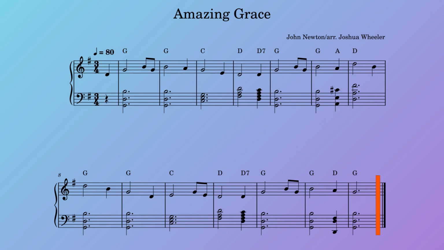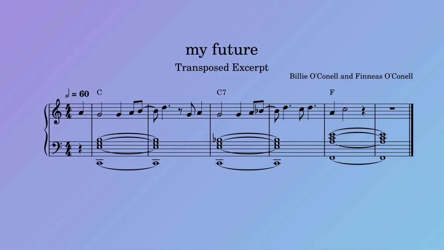For a more contemporary example, we will use an excerpt from Billie Eilish's song My Future. Here's the sheet music for the section we are looking at. I will give you 5 seconds to see if you can find the secondary dominant. Remember, look for the chord that uses notes outside of the key signature, and then see if it resolves in a 5 to 1 relationship with the next chord. Feel free to pause the video if you would like more time.